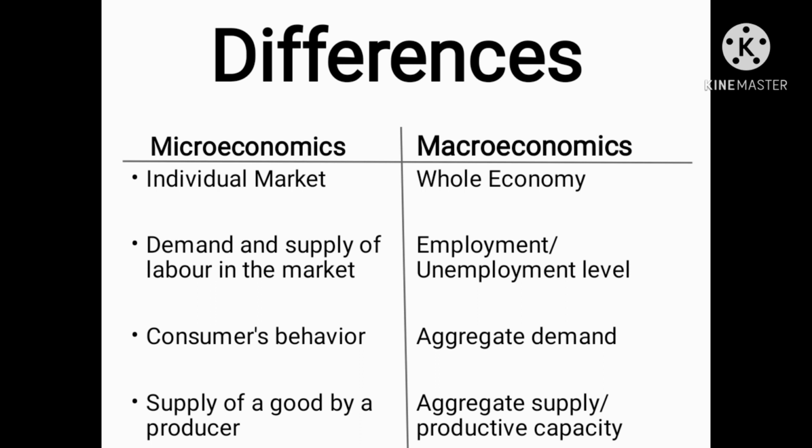As in microeconomics, we'll be discussing demand and supply of labor in the market. For macroeconomics, we are interested in the level of demand, like the level of employment or the level of unemployment in the economy. Microeconomics, we'll be discussing consumers' behavior, whereas for macroeconomics, we are discussing aggregate demand. Microeconomics, we are looking at the supply of a good by a given producer, whereas for macroeconomics, we are talking about the total, the aggregate supply, call it the productive capacity of the country, among other differences.